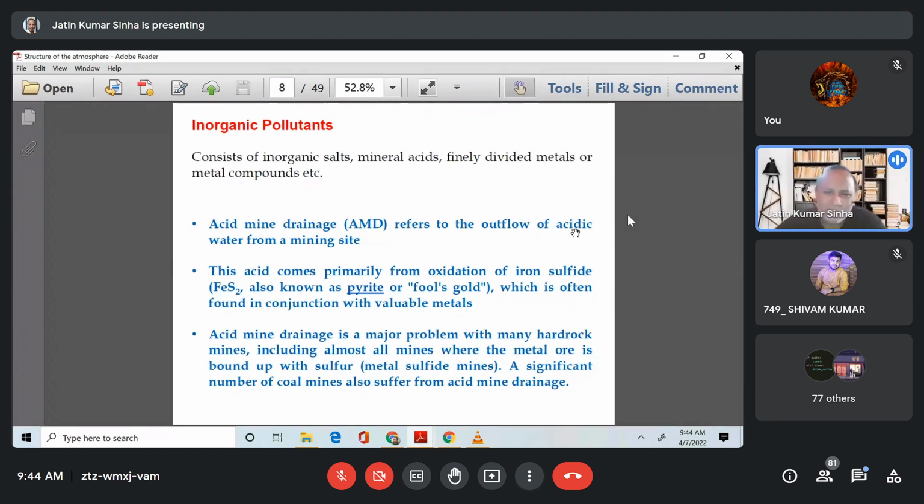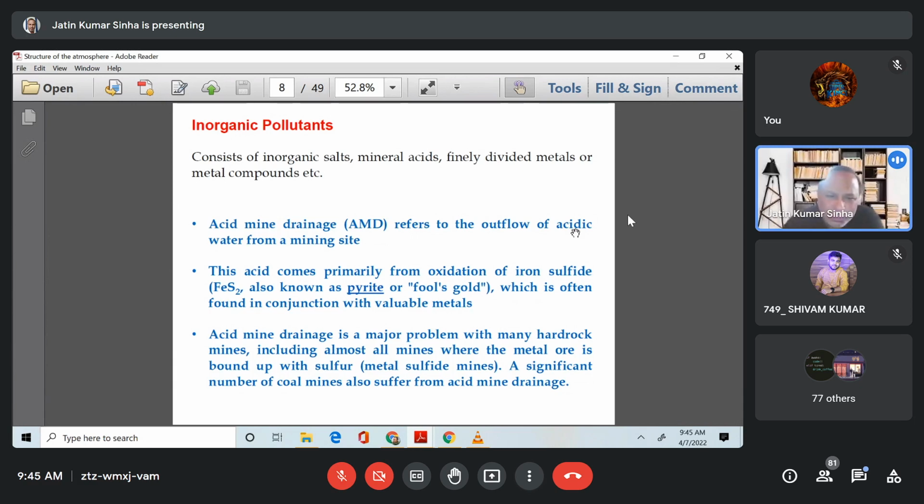So the next is the inorganic pollutants. Inorganic pollutants basically consist of inorganic salts, mineral acids, finely divided metals, and metal compounds. Mainly in inorganic pollutants, acid mine drainage is one of the common problems. So that's basically what happens: acids are released to water, and they end up in closed water body systems.